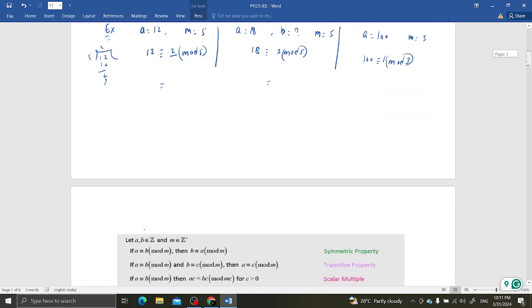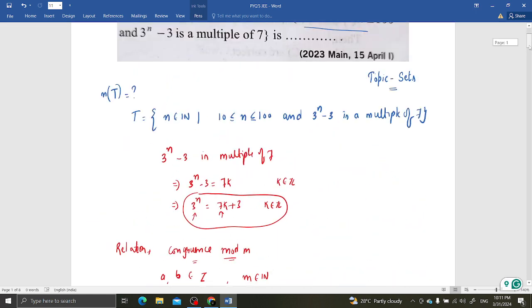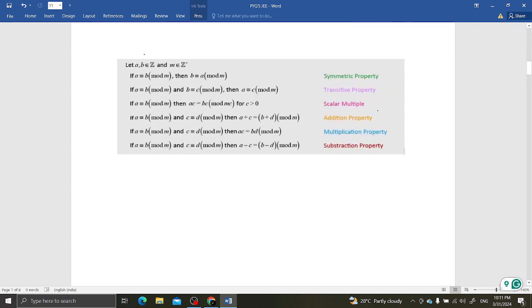Now I'll discuss some properties of this relation, because I need to use the properties of the congruence modulo relation in this question. So here are the properties. Here a and b belong to Z, m is a positive integer. If a is congruent to b modulo m, then b is congruent to a modulo m. What it says is that it follows the symmetric property. And we also have the transitive property: if a is congruent to b modulo m, and b is congruent to c modulo m, then a is congruent to c modulo m also.